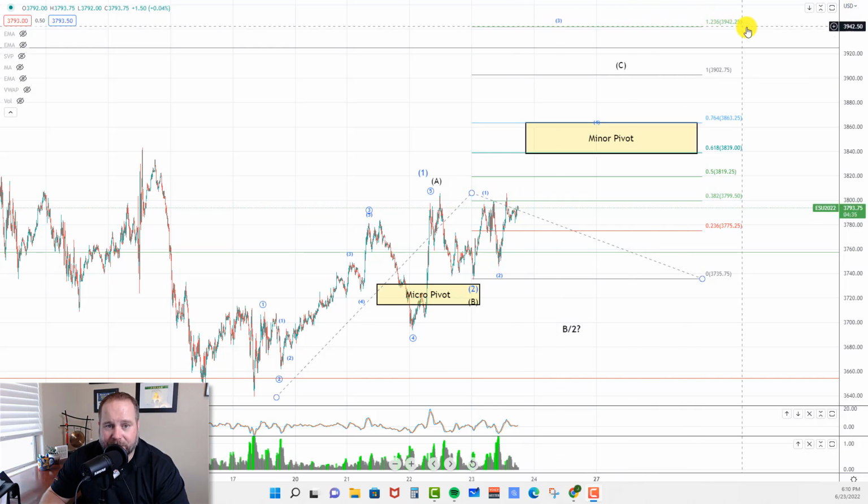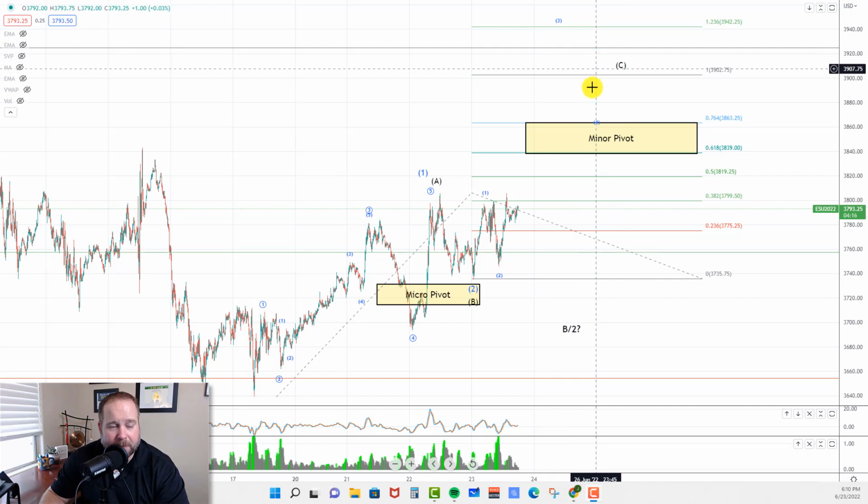So we've got our 1-2-1-2 setup, and our target for wave 3 of 3 up here is the 1.236 at 39.42. Our target for wave C is the 1.0 at 39.02. And the ultimate tell of what's going to happen if we do break above this pivot is when they come back to the pivot, they hold, and then move higher back over whatever high they made when they broke through the pivot the first time. That's what we're watching for on the bullish side.